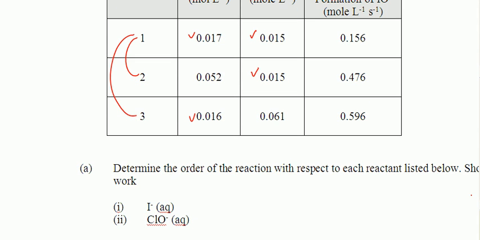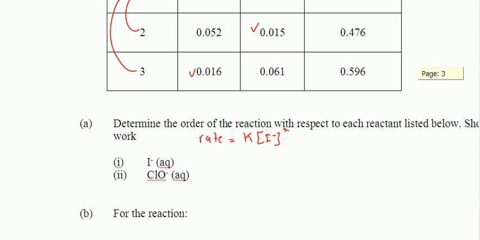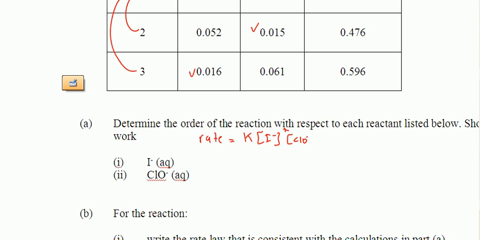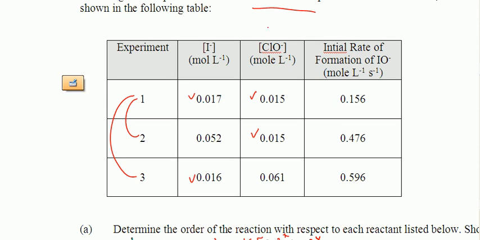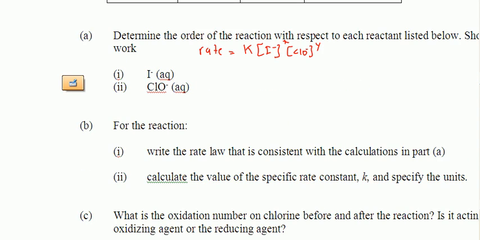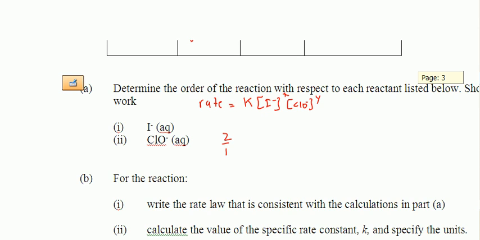It says determine the order of the reaction with respect to these 2 things listed here. Show my work. So what I want to do is first know that the rate law of a reaction is going to be rate equals k multiplied by I to some power, we'll call that x, for each reactant, and ClO to some power, call that y. So I'm going to take 2 over 1 first, because that is where ClO is held constant. So in 2 over 1, I'm going to plug everything in.